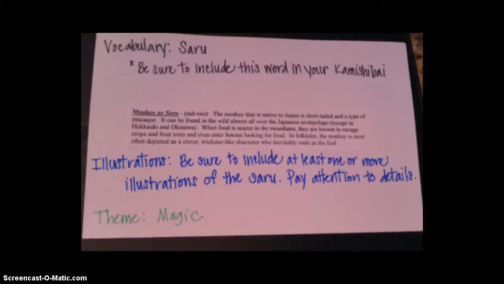In this example, the vocabulary word was saru. Saru meaning monkey in Japanese. The theme was magic. So this level 2 student was asked to tell a story that taught a lesson through magic, and the main character would be a monkey.